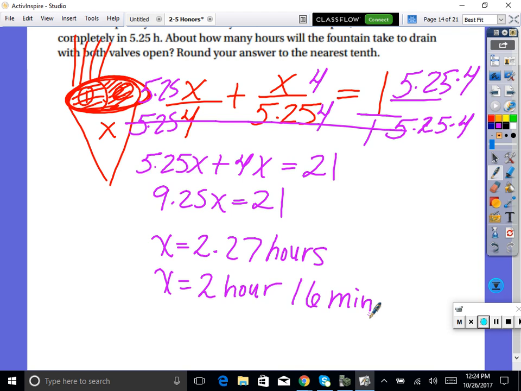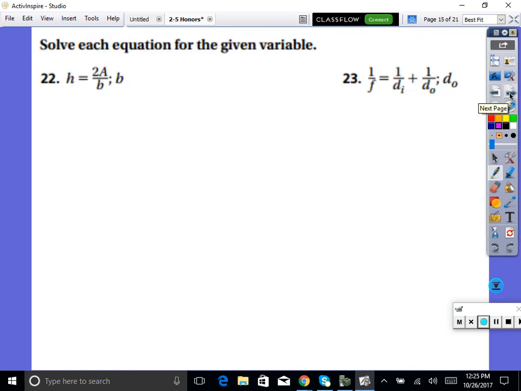So this is kind of like what an engineer would look at in a real world setting. They look for more efficient ways. So they might say, well, now if we open up something of this largeness, now we can drain that same amount in 2 hours and 16 minutes instead of taking 4 hours like before when we only had one of the drains open. So that's kind of like what an engineer would do in the real world.